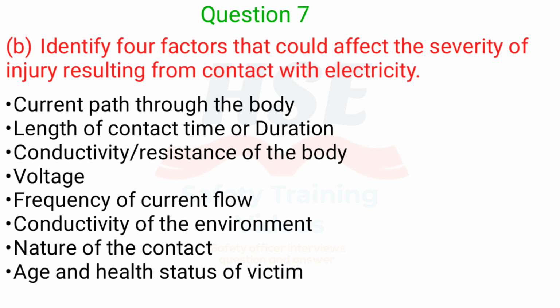B. Identify 4 factors that could affect the severity of injury resulting from contact with electricity. Current path through the body. Length of contact time or duration. Conductivity, resistance of the body. Voltage. Frequency of current flow. Conductivity of the environment. Nature of the contact. Age and health status of victim.